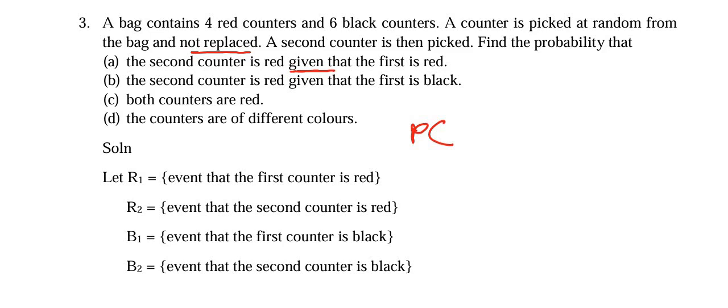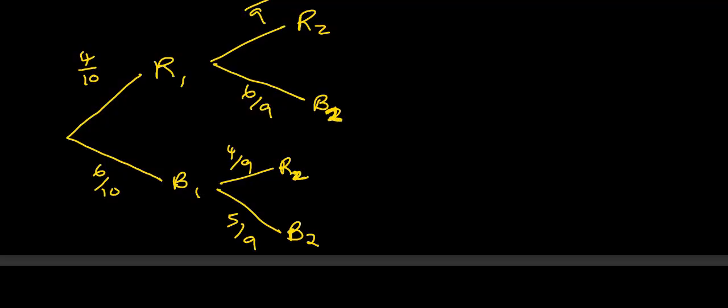The second counter is red, so that's R2. Given that the first one is also red, that's R1, right? That's what they want. So this is just going to be the same as, we pick it from this tree diagram. It's easy, straightforward. So what's the probability of R1 and R2?